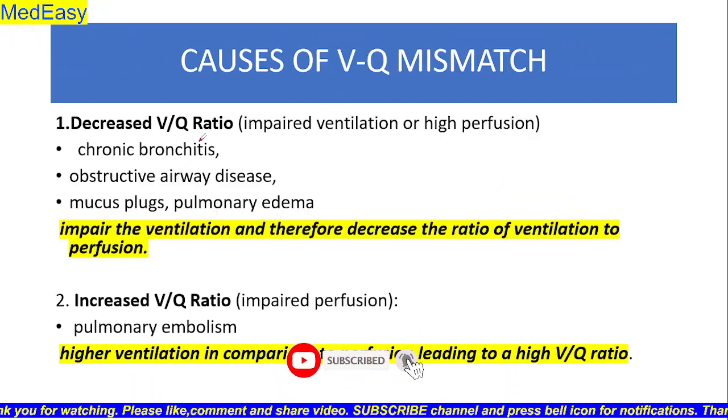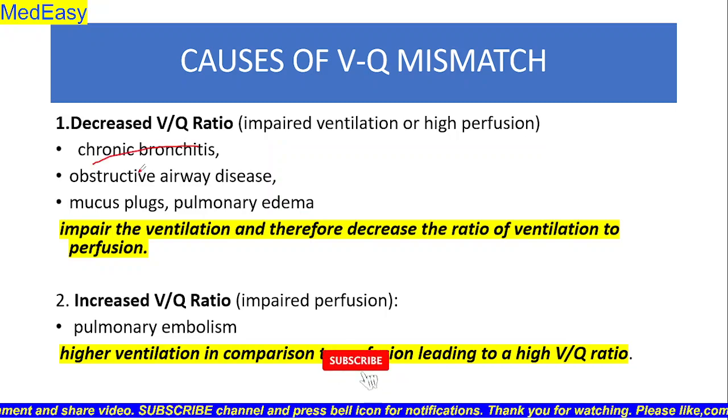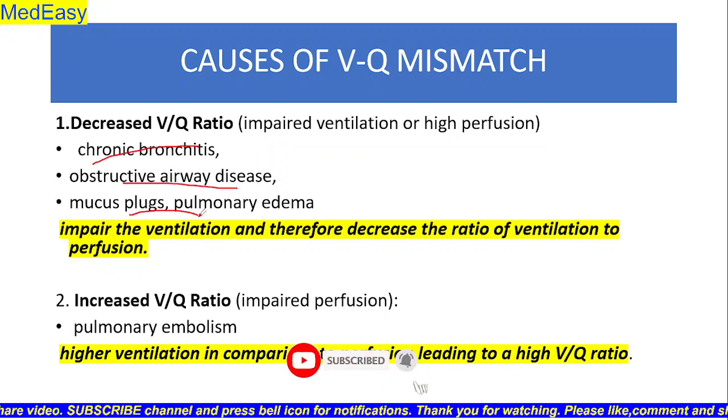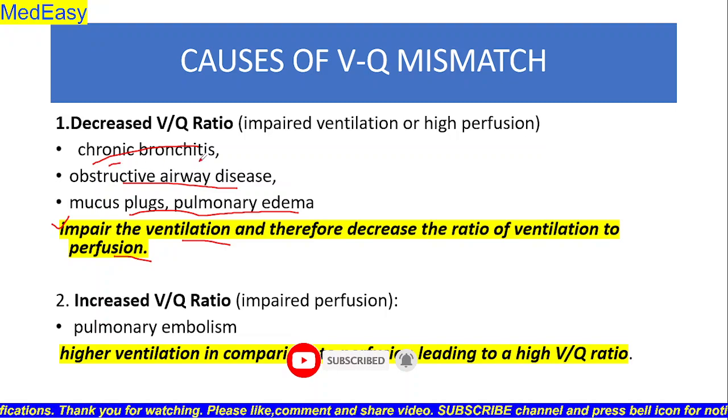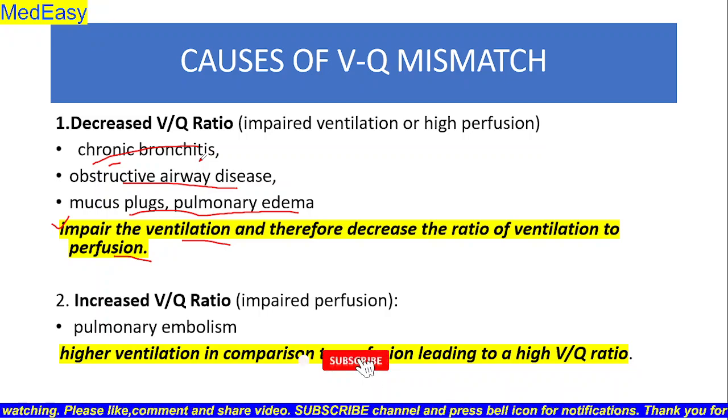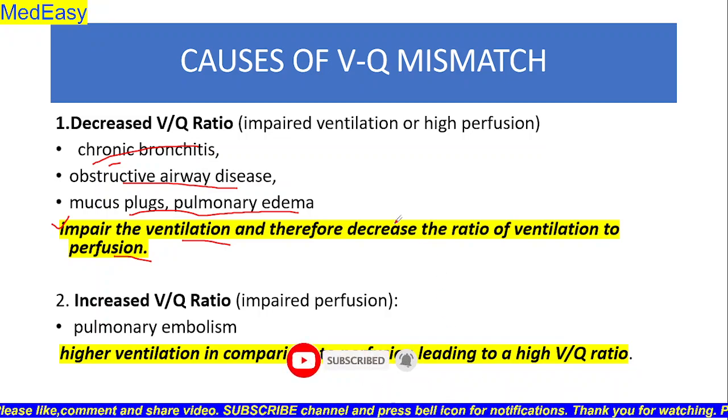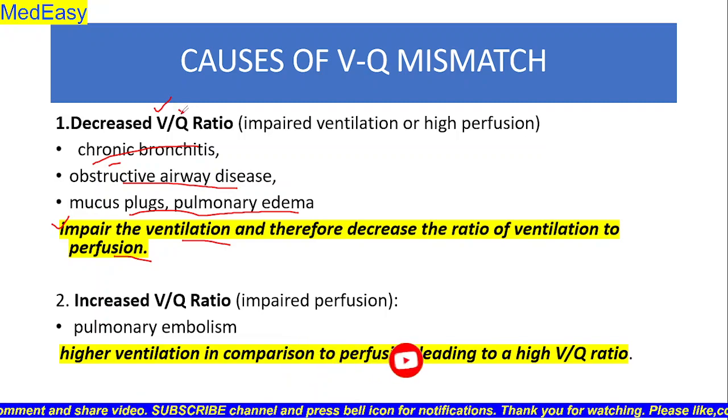So, what could be the causes of VQ mismatch? The VQ ratio will be decreased if there is impaired ventilation or high perfusion. That happens in chronic bronchitis, obstructive airway disease, mucus plug, and pulmonary edema. What happens here is that it impairs ventilation and therefore decreases the ratio of ventilation to perfusion, because perfusion is all right, but no air is coming in because of chronic bronchitis or bronchospasm. So, in that situation ventilation will be decreased, but perfusion is well maintained, and this ratio will be decreased.